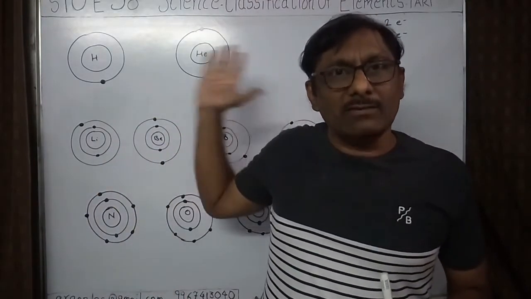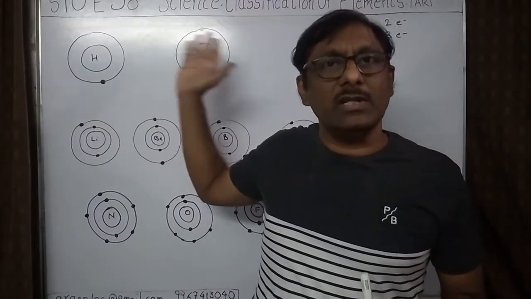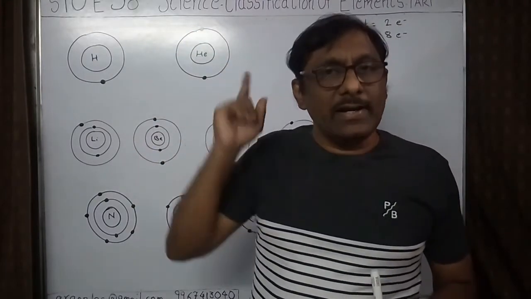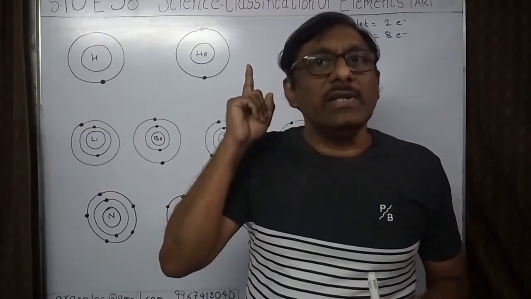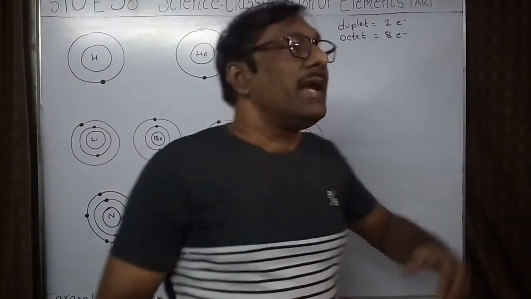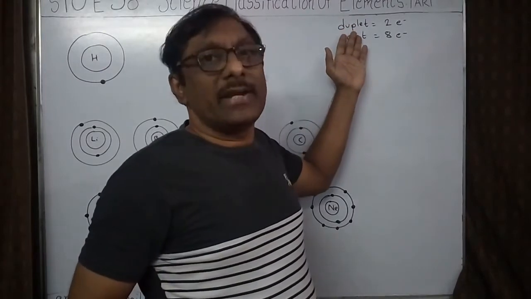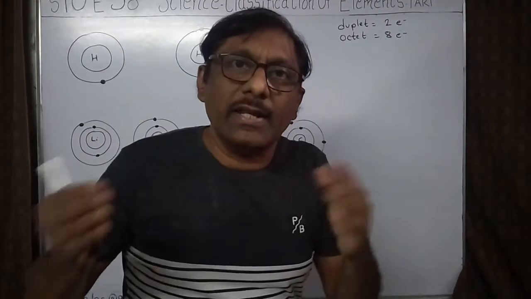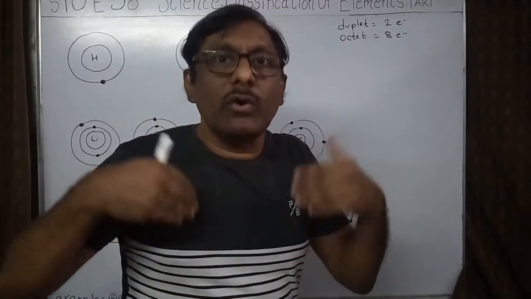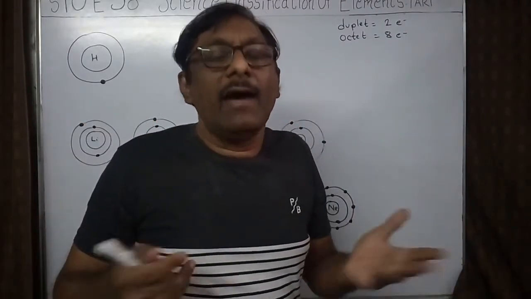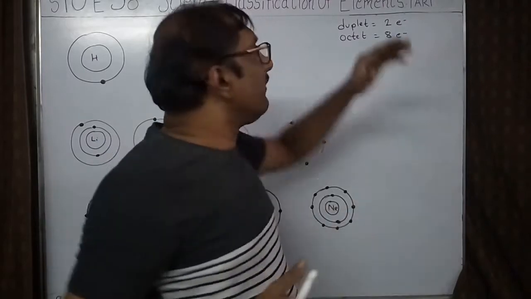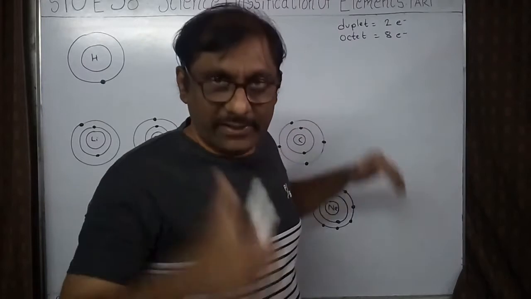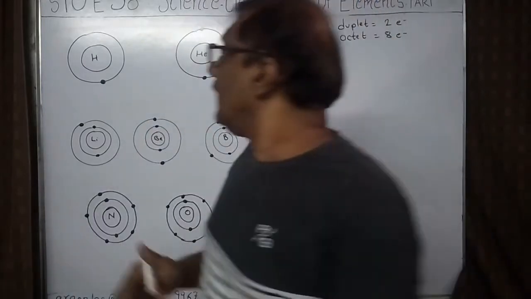Let us have some examples, right? Starting from hydrogen, helium, lithium, beryllium, and so on. Hydrogen and helium have only one orbit. That means they can complete only their duplet, that is 2 electrons in the outermost orbit. Apart from hydrogen and helium, once you go to the second period, they have 2 shells. Either they will complete their duplet or their octet. Here it is. Understand these fundas.